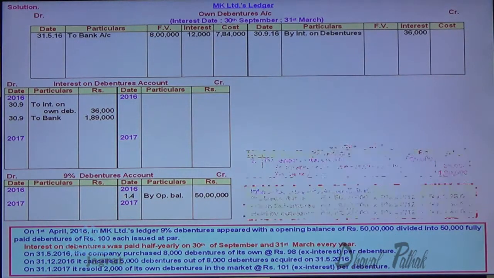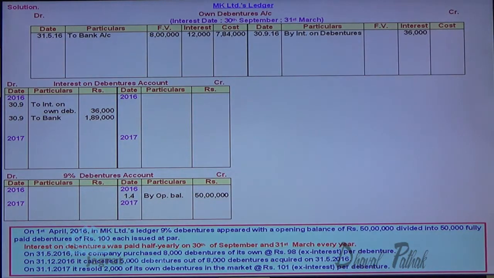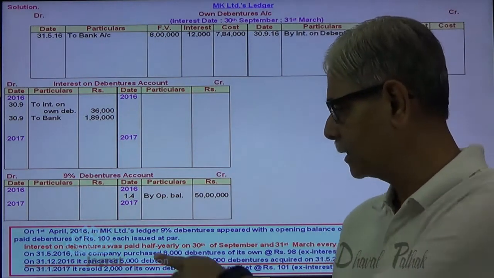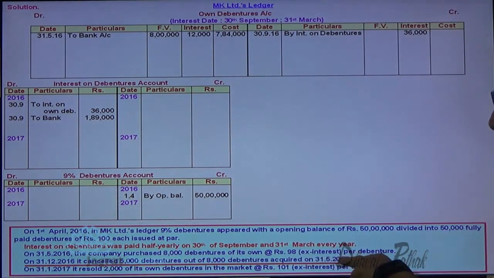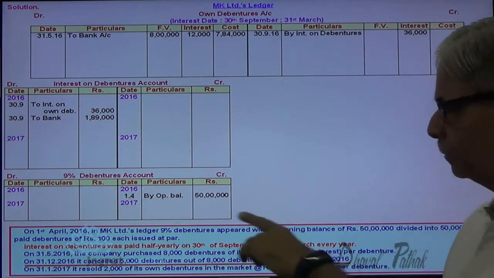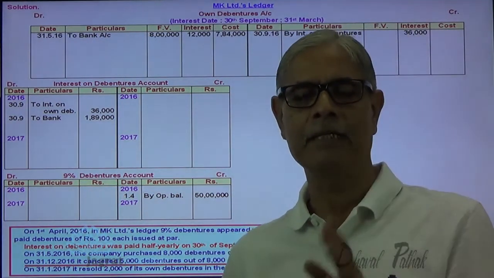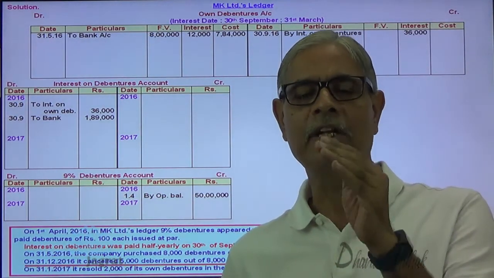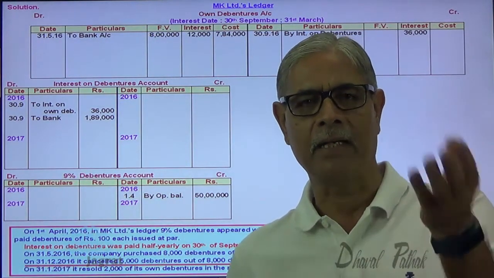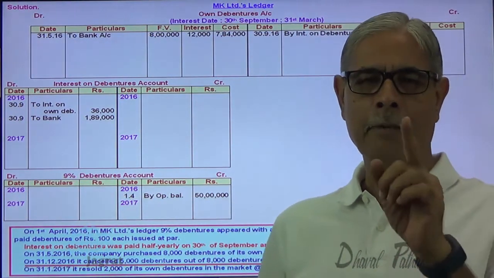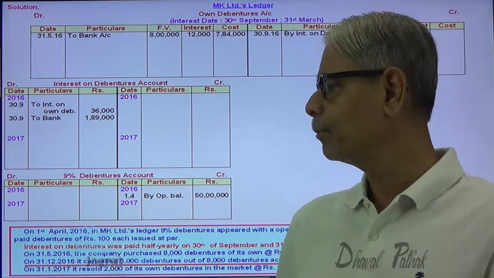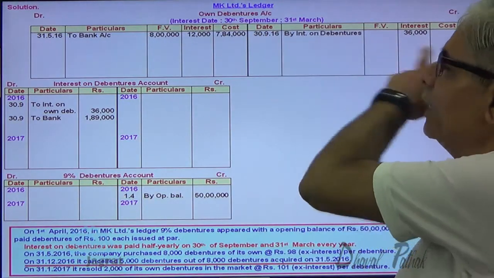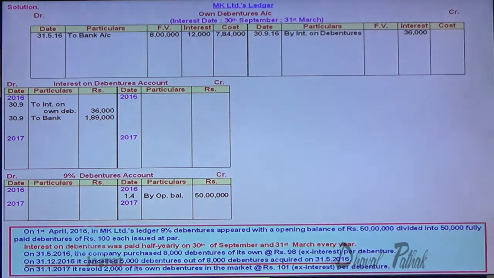Now, next transaction. On 31st of December, 5,000 debentures are cancelled. Out of 8,000 debentures acquired on 1/31/3, 5,000 are cancelled. So debentures are cancelled, so liability is paid. Value redeemed is 5,000 into 100, 5 lakhs is the exchange value. Debenture liability to the extent of 5 lakh is redeemed. So, debenture liability account debit 5 lakh to own debenture account credit 5 lakhs. That is the cancellation entry.